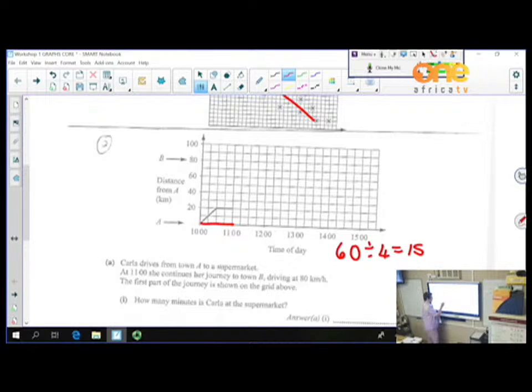And on my vertical axis, I have here 2 blocks representing 20 kilometers. So that means 20 divided by 2 is 10. So each little block here is 10. And each little block on this axis is 15 minutes then there.